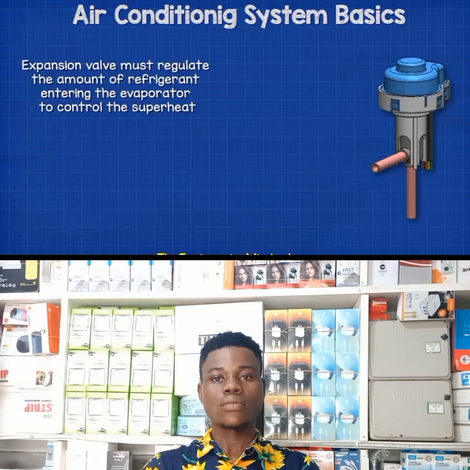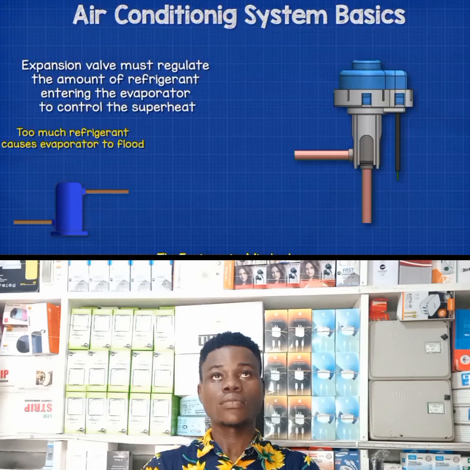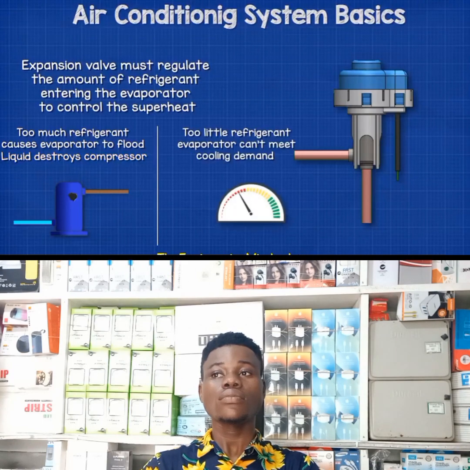The expansion valve needs to regulate the amount of refrigerant entering the evaporator to control this superheat. If it allows too much refrigerant to flow, it can flood the evaporator, so the refrigerant doesn't evaporate and liquid reaches the compressor and possibly destroys it. But if it lets in too little refrigerant, the system won't provide enough cooling, and so it operates inefficiently.